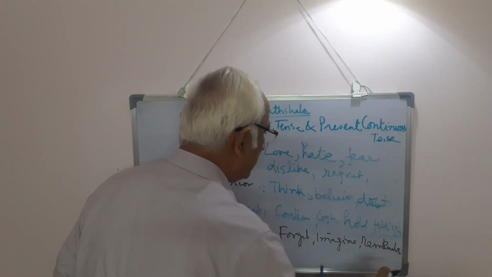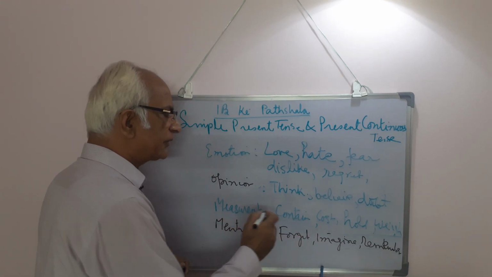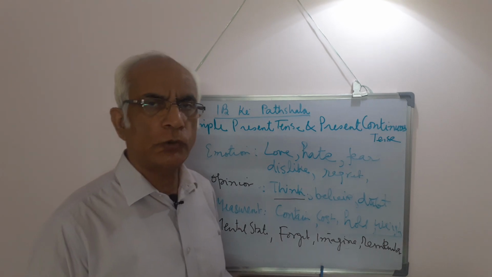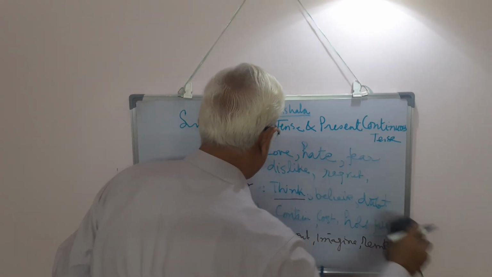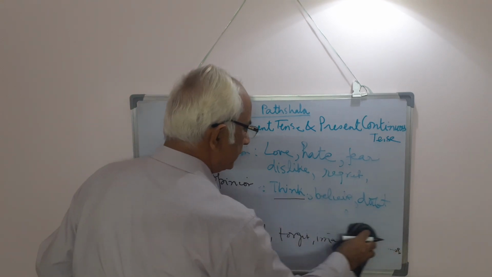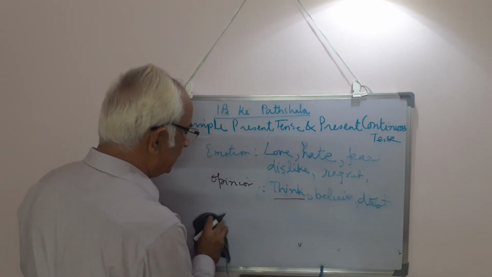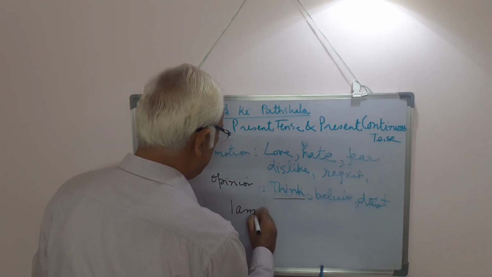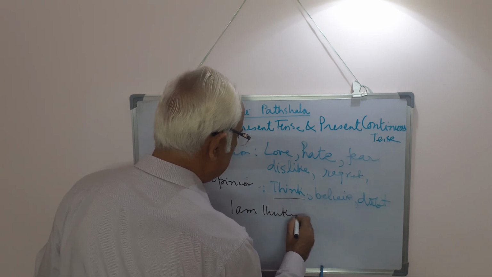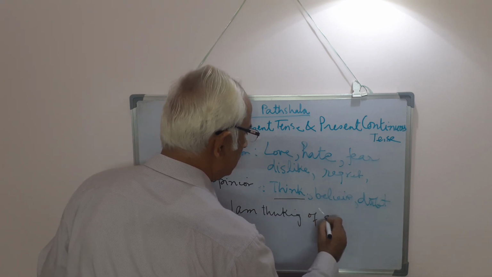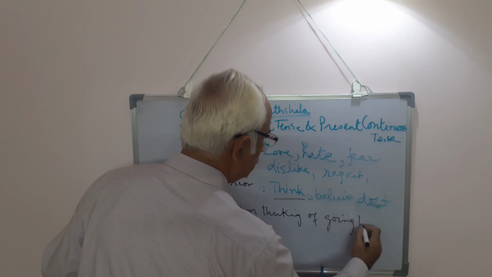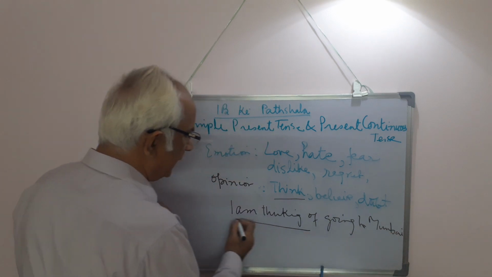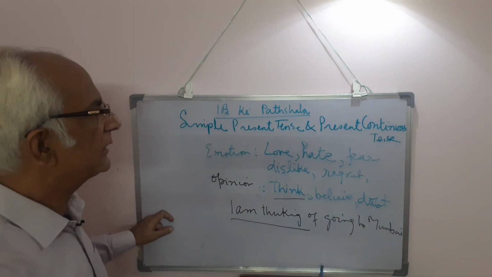But there are some words which are sometimes used in present continuous also. I am thinking of going to Bombay. So sometimes some of these words, stative verbs, are used in present continuous also. I am thinking of going to Mumbai. I am thinking. So this becomes a present continuous tense.